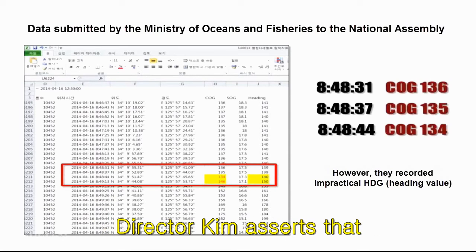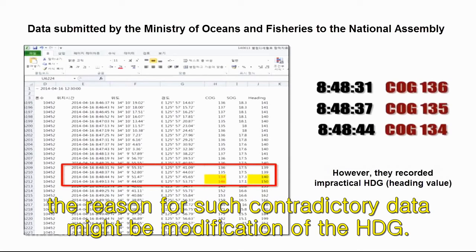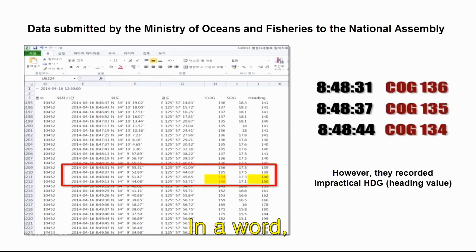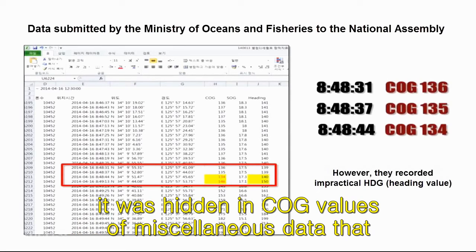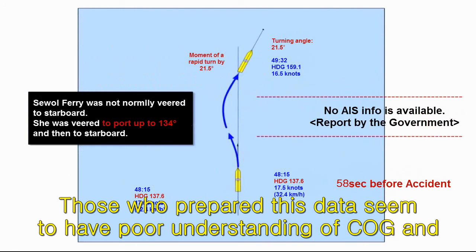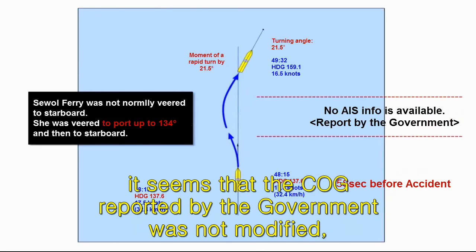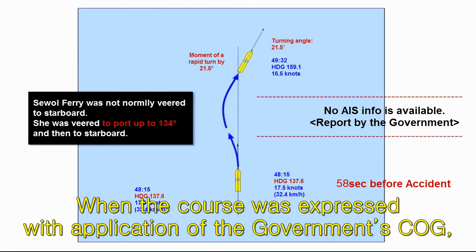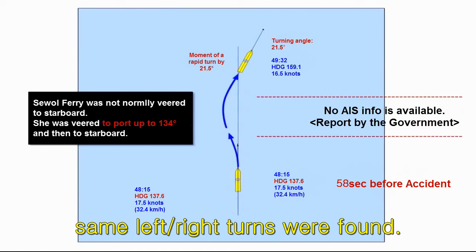Director Kim asserts that the reason for such contradictory data might be modification of the HDG. In a word, it was hidden in COG values of miscellaneous data that she turned to the left and then to the right. Those who prepared this data seem to have poor understanding of COG, and it seems that the COG reported by the government was not modified. When the course was expressed with application of the government COG, the same left-right turns were found.